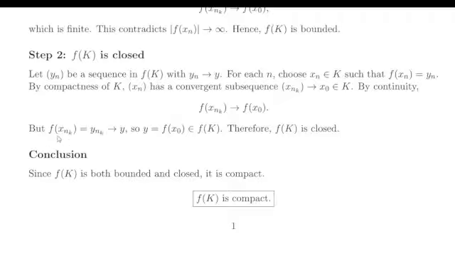But we said that f of x sub n sub k equals y sub n sub k from over here, and y sub n sub k converges to y, so y has to equal f of x0. And that is in f of K, and therefore f of K is closed. So we show that f of K is both bounded and closed, which means f of K is compact by definition.